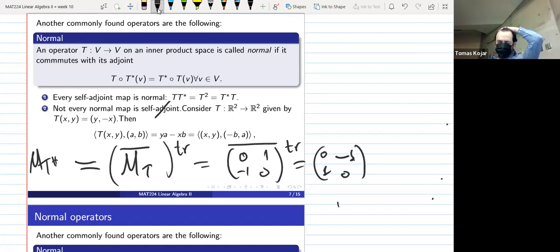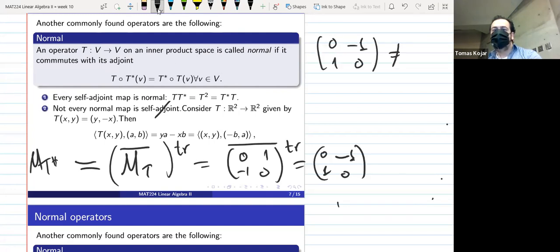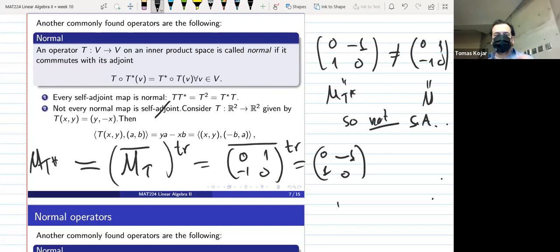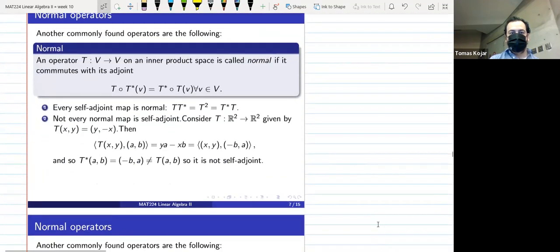So what do I want to prove? I wanted to prove that it's not self-adjoint, and you can see it because this guy, which is T star, this is M of T star, is not equal to the one of M. Okay, so not self-adjoint. All right? But they are normal. So they are normal because why?